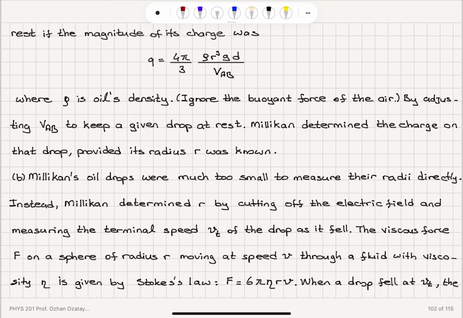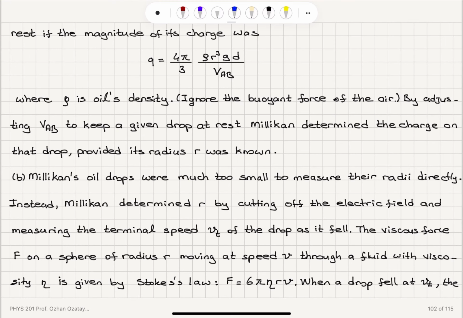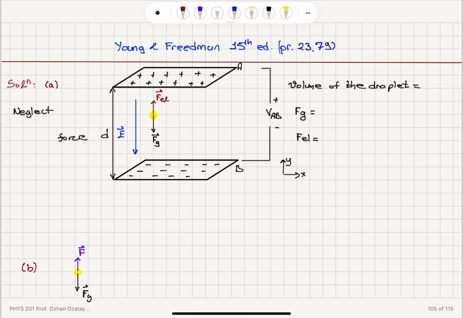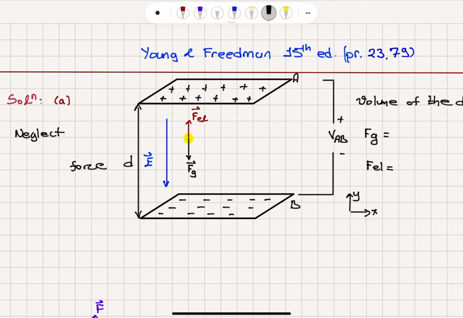Okay, so by adjusting VAB, he made sure that the oil droplet was at rest and determined the charge on that droplet. So let's show that this is the charge. Now, first of all, we're going to neglect the buoyant force. So let's note that here. We will neglect the buoyant force.